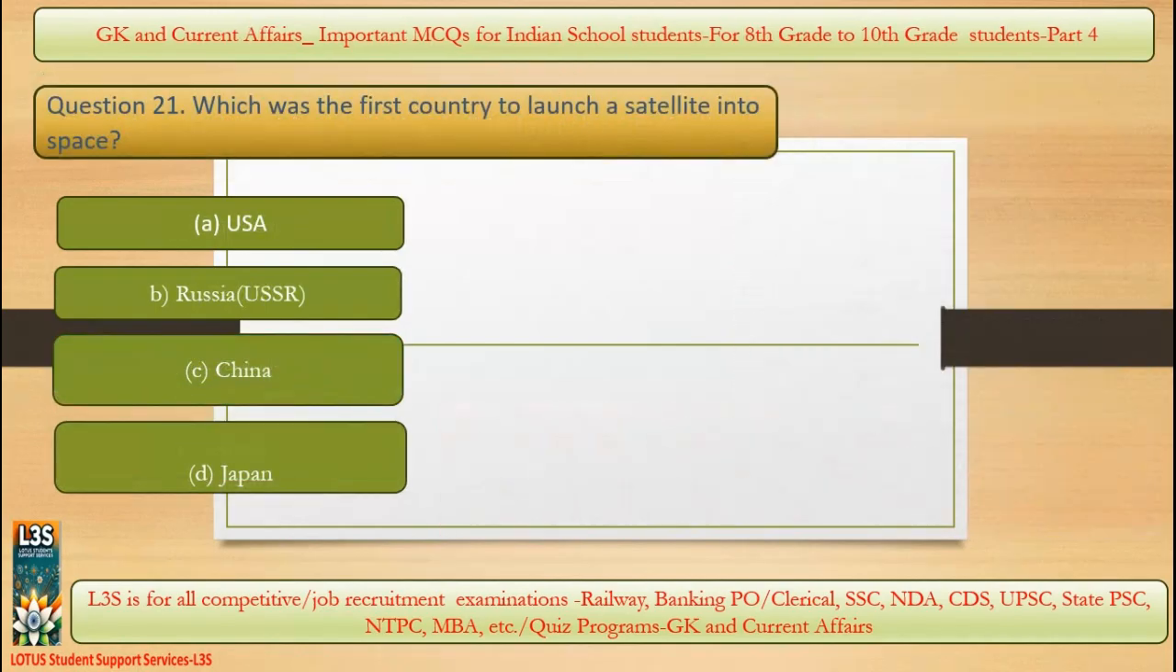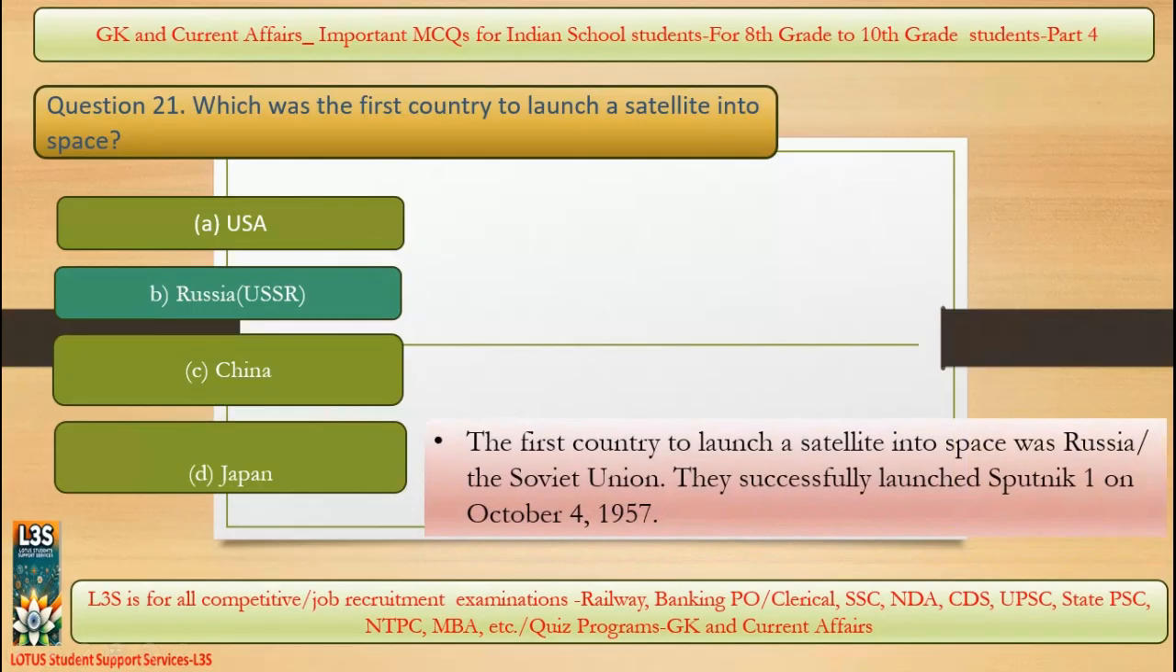Which was the first country to launch a satellite into space? And the correct option here is B. Russia. It was called USSR at that time. The first country to launch a satellite into space was Russia, the Soviet Union. They successfully launched Sputnik 1 on October 4, 1957.